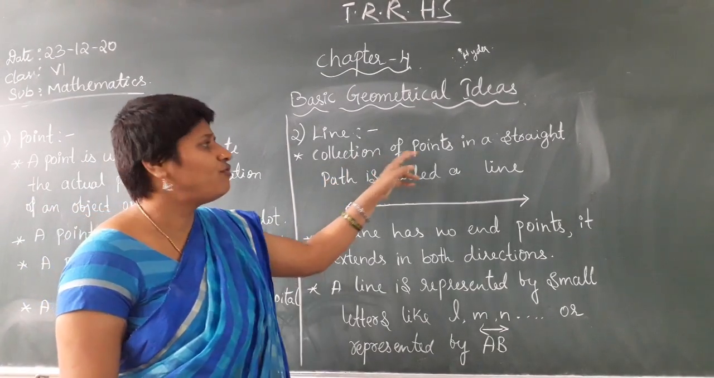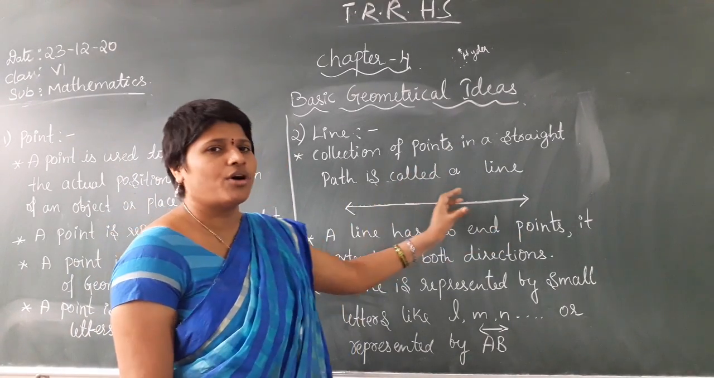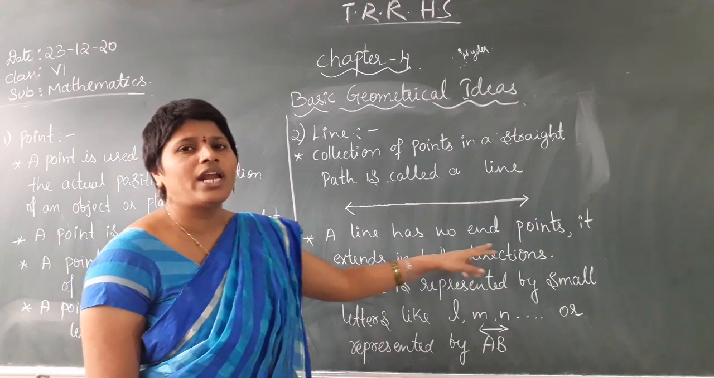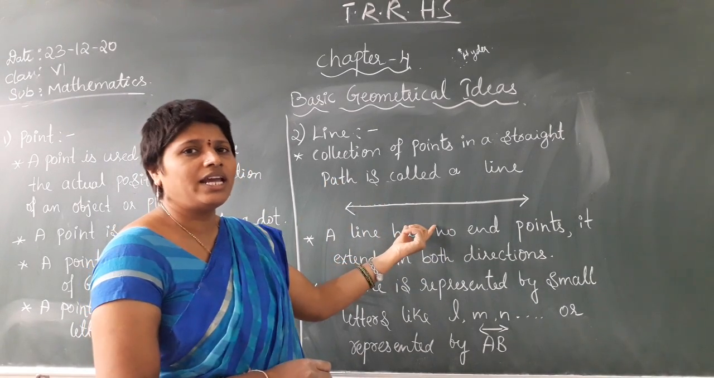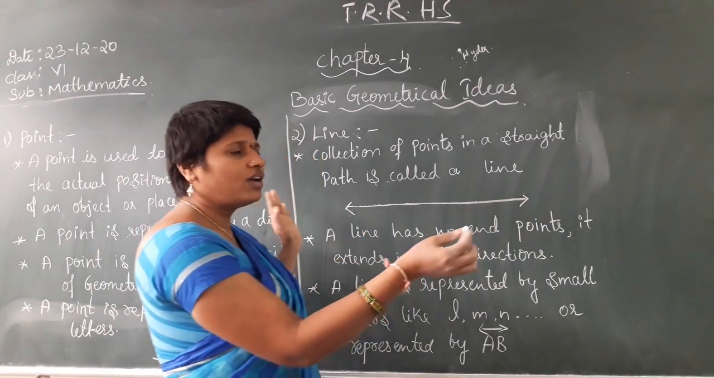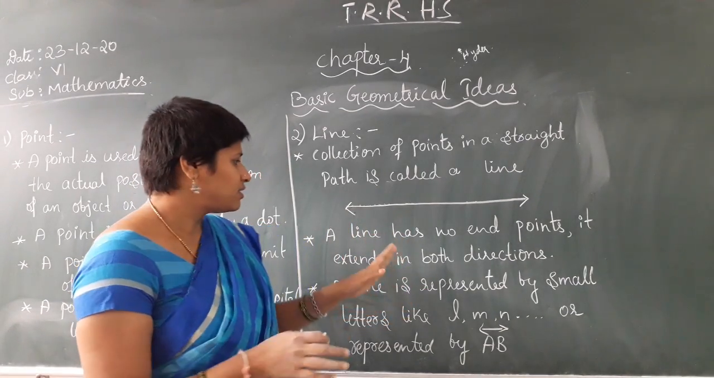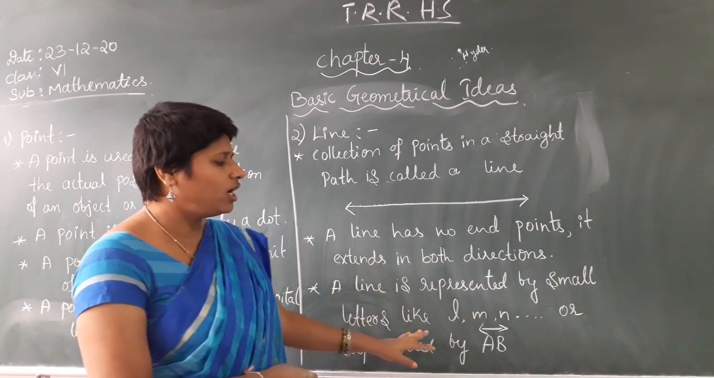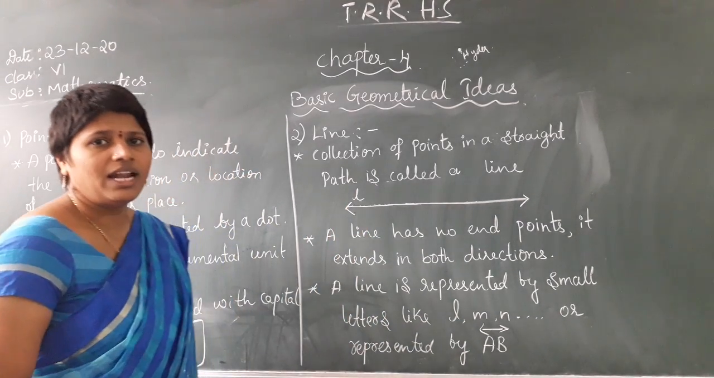So, a line is a collection of points in a straight path. This is my straight path and I have taken the points and joined them and it is forming a line. Now, a line has no end points. End points means some end should be there. But if you see this line, there is no end on both the sides. So on both the sides you can extend. If you are keeping an arrow mark, what does it mean? It extends in both directions. A line is represented by small letters like l, m, n. Any name you can give. A line l.